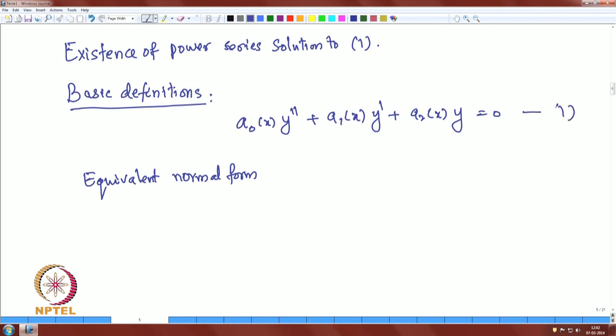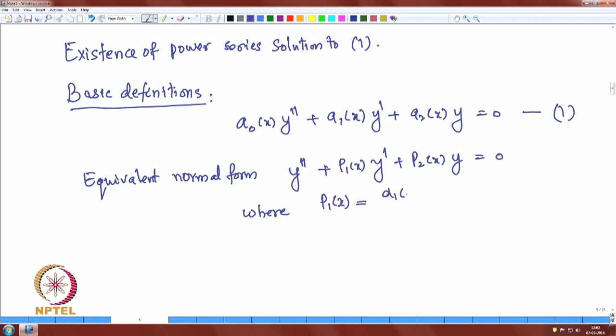So, we call this equation 1, and if we take the equivalent normal form, y double prime plus p 1 x y prime plus p 2 x y is equal to 0, where we divide throughout by a 0, so p 1 x is equal to a 1 x by a 0 x, and p 2 x is a 2 x by a 0 x.